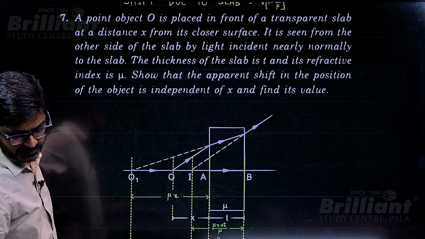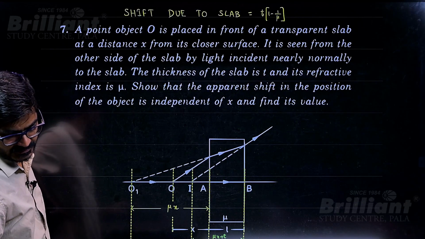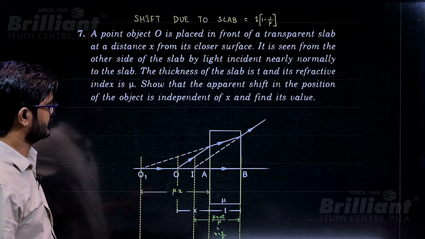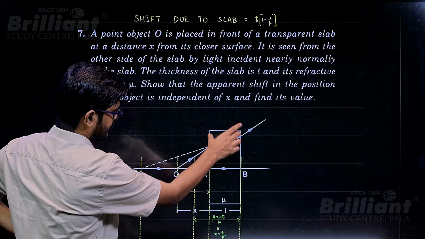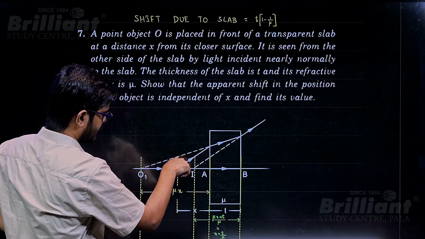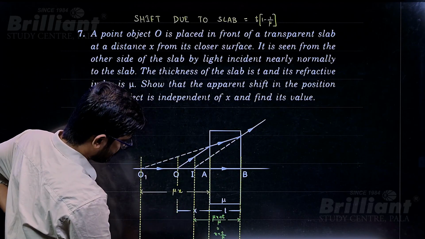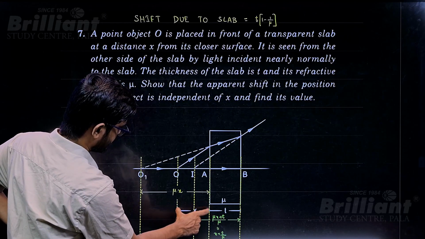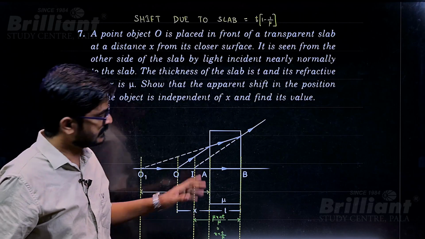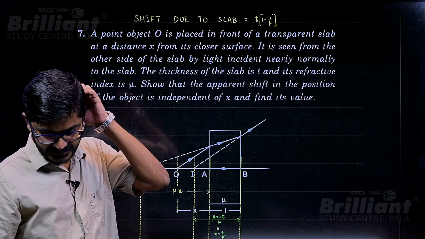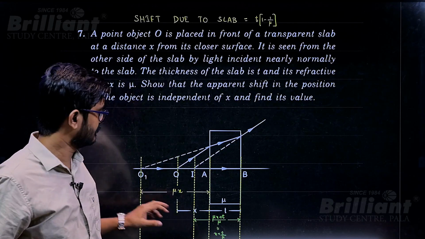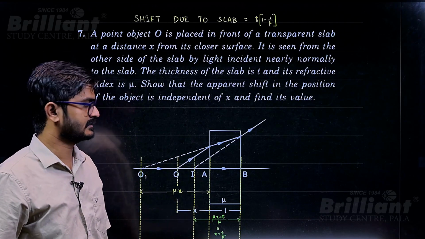A point object O is placed in front of a transparent slab at a distance x from its closer surface. So this is the transparent slab, and from this closer surface, the object is at a distance x. It is seen from the other side of the slab by light incident nearly normal to the slab. So the angles are small.